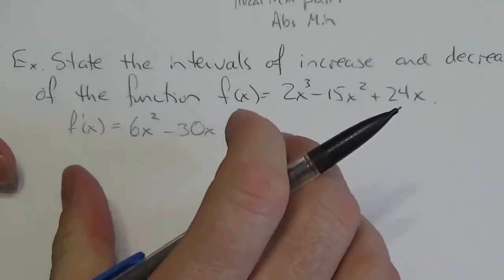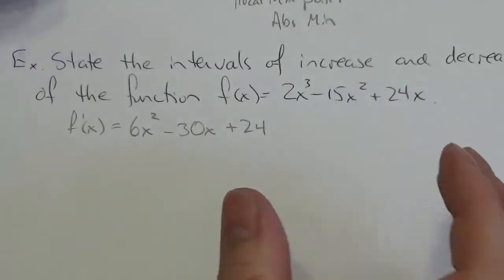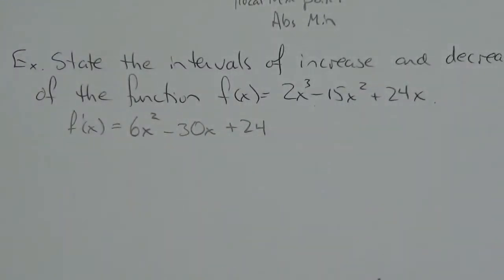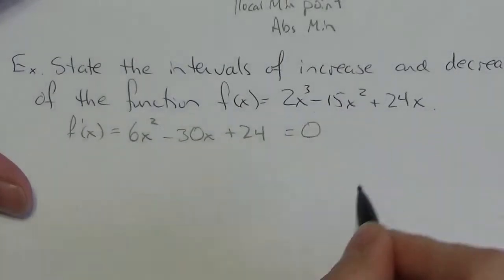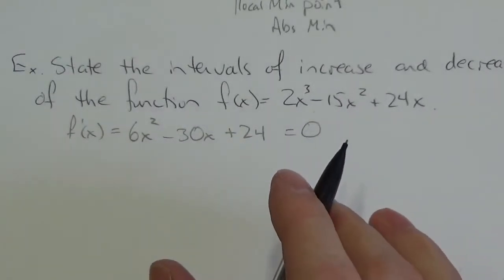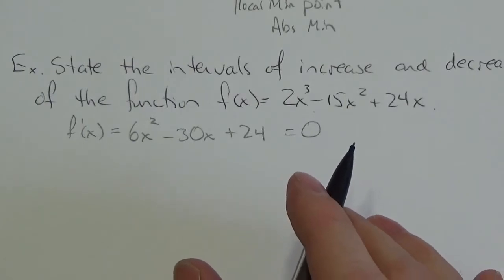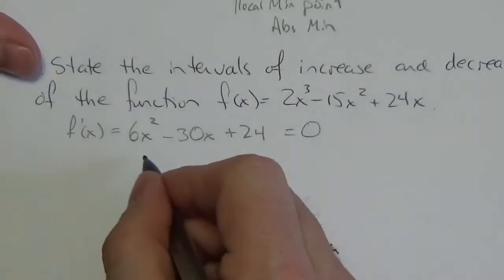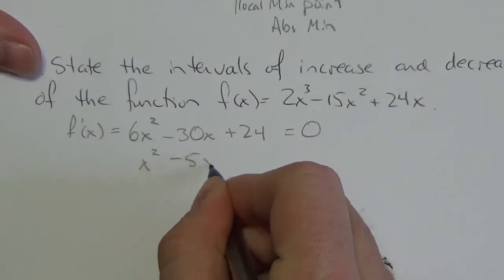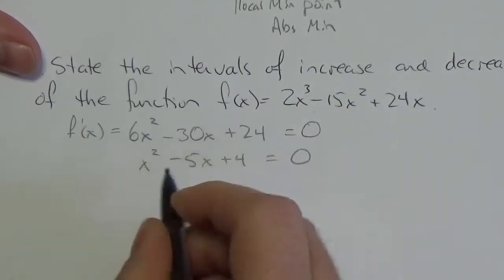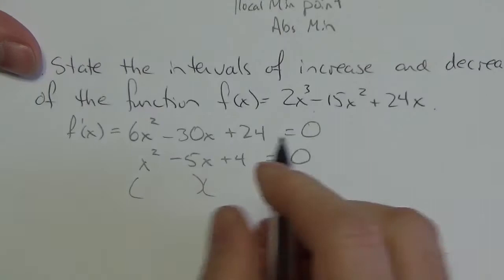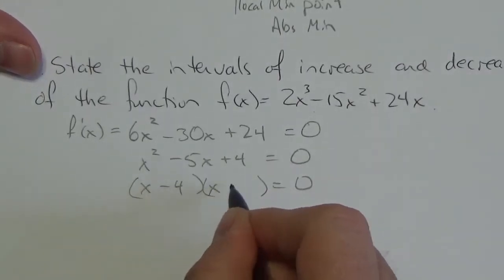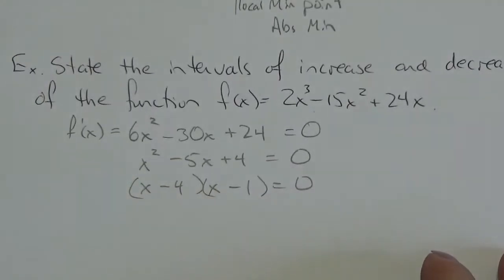I am interested in where this is going to be positive and where it's going to be negative, because I know that will correspond to intervals of increase and decrease. Not perfectly, but just about. Okay? So to start off with, though, I'm interested in where that goes to 0, because that'll give me those boundary points where increasing and decreasing are changing. I'll divide by 6 and I get x squared minus 5x plus 4 is equal to 0. That's a quadratic that shouldn't require the quadratic formula for me to solve.